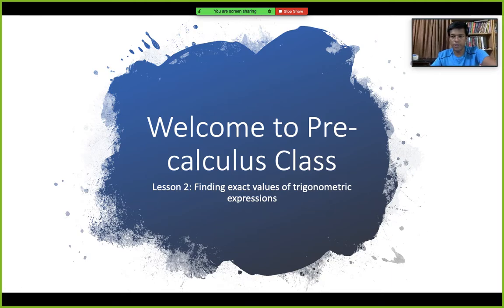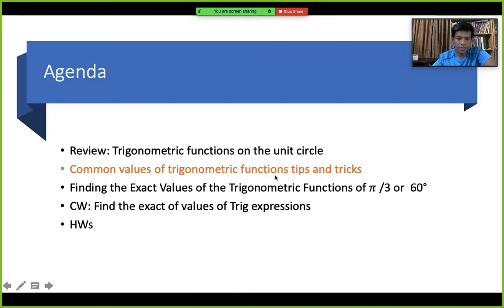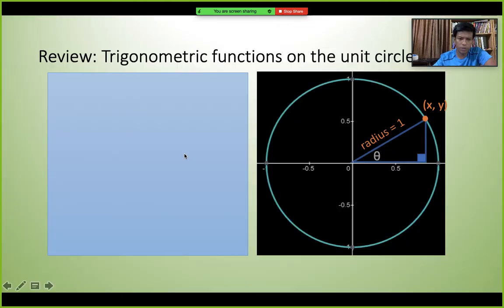So let's have a look at the agenda. We will review the trigonometric functions on the unit circle, then common values of trigonometric functions, some tips and tricks, finding the exact values of trigonometric functions of pi by 3 or 60 degrees. They are the same thing, one in radians, one in degrees. Then some classwork, finding the exact value of trig expressions, and then homework. So let's have a look.